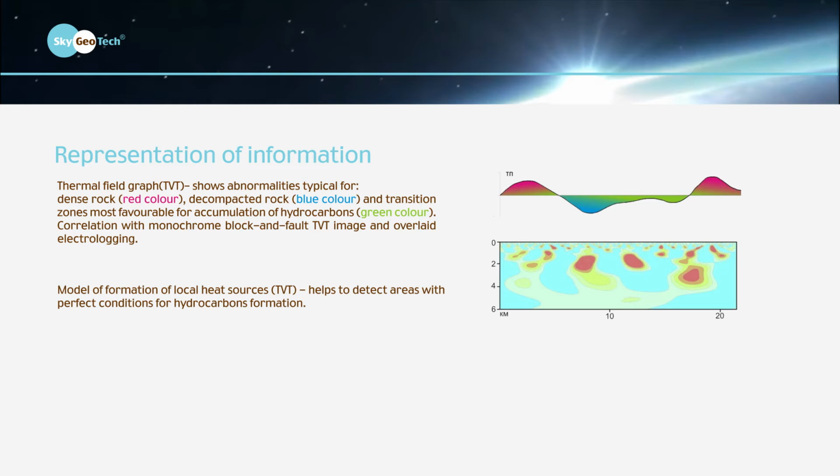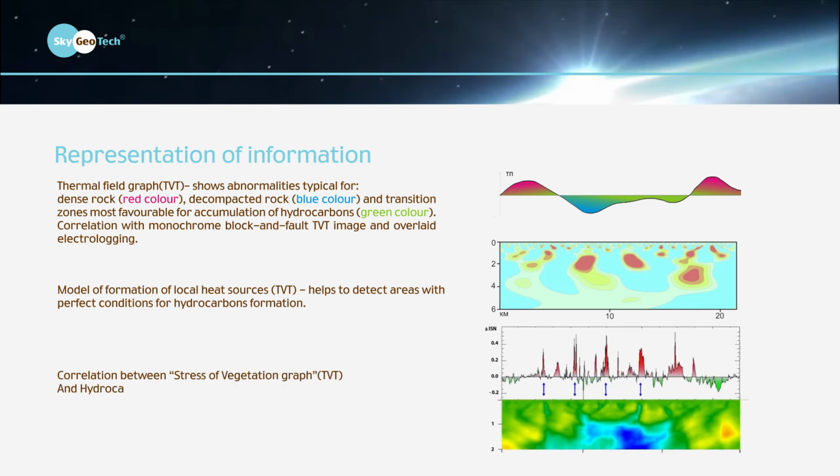We also use model of formation of local heat sources. This image helps to detect areas with perfect conditions for hydrocarbon formation. Simply saying, we can see the places where oil is cooked.